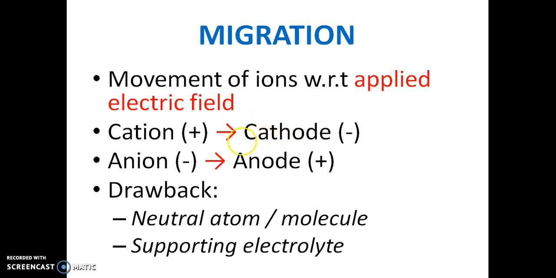I have already told you the cations move towards the cathode and the anions move towards the anode. The major drawback with migration is that a neutral atom or molecule does not undergo migration. It is charge dependent, and the supporting electrolyte also interferes in the case of migration.